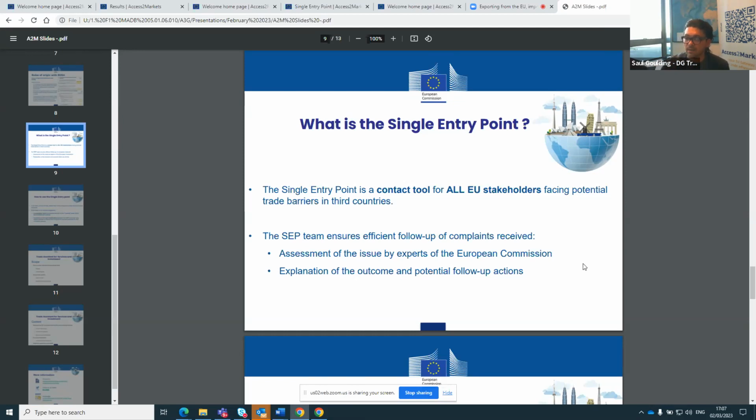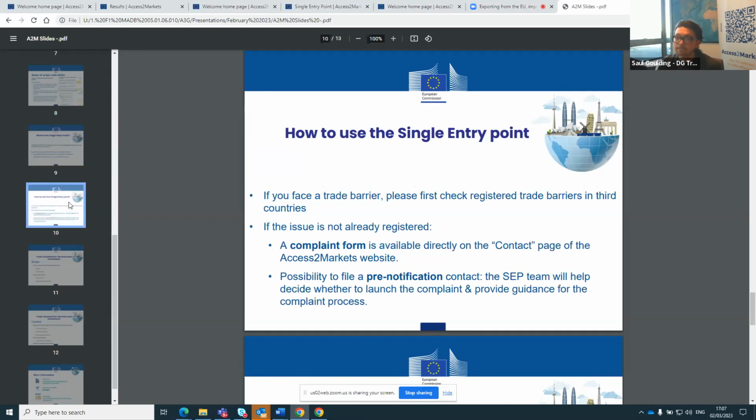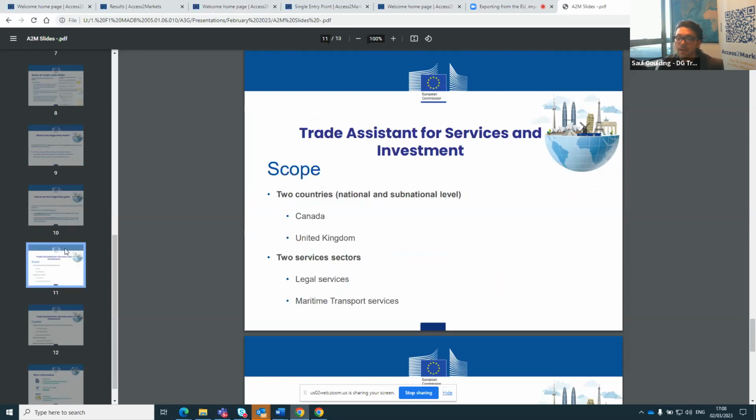Through all of that, we have facilitated the development of both an information tool as well as a tool which you can use as a first point of contact for any potential barriers you may be facing. And I will show you quickly how to use such a tool.